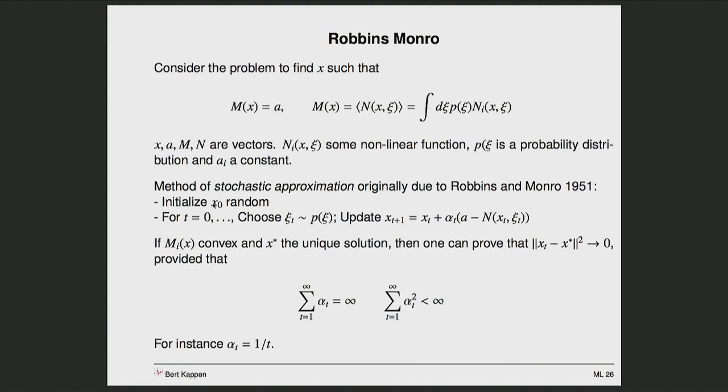So the Robbins-Monro algorithm is the following. I start with an initial x0, and I choose randomly from this probability distribution. Here, we choose uniformly at random one of the patterns, and we update x according to the old x, plus alpha times the difference of the left and right hand side here. It's doing this.